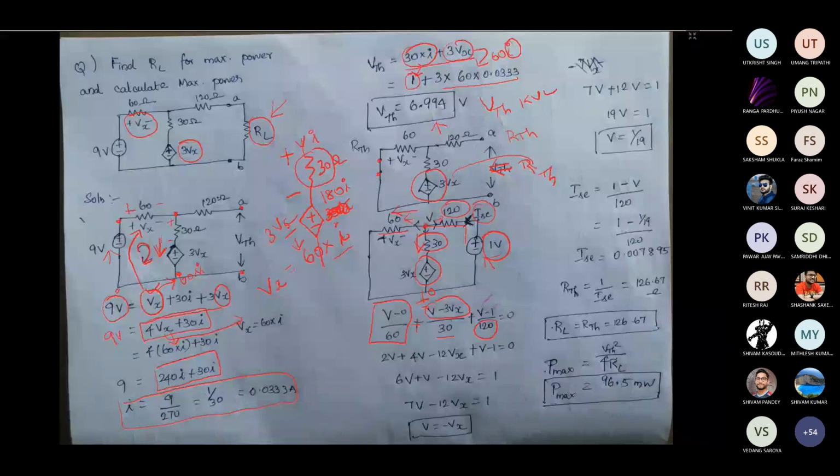Now you can just rearrange this equation. Then we need to consider only this Vx, because here we are having two variables, one is V and another one is Vx. So we are having two variables and only one equation. We will not be able to solve it directly. So we can substitute for Vx here. What is Vx? Vx is nothing but 60 into some current, right? What is the current flowing through this path? So 60 into V minus 0 divided by 60.